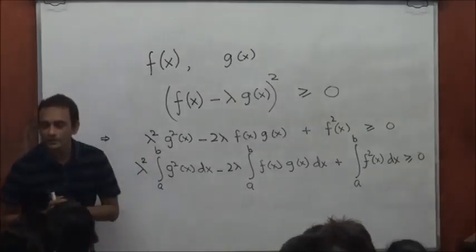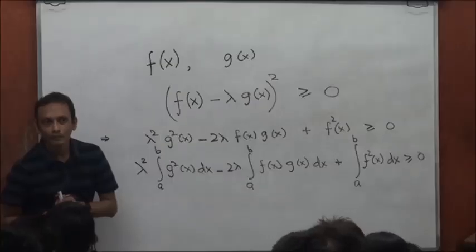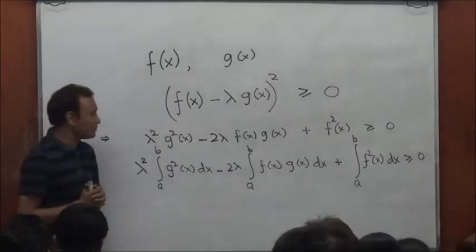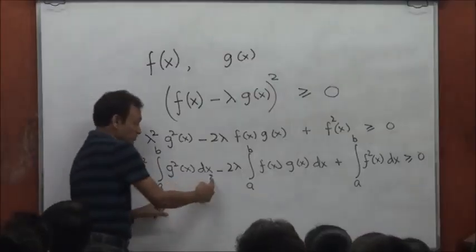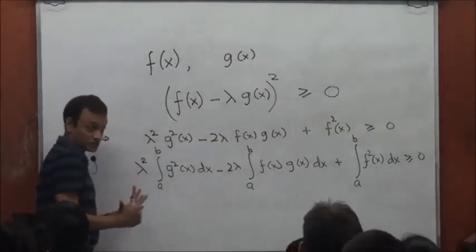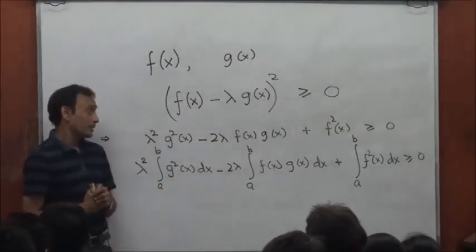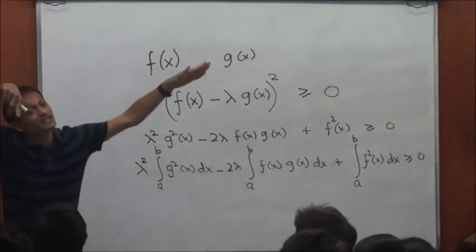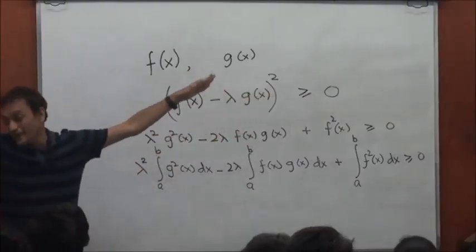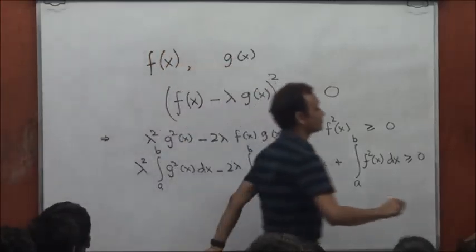This is a quadratic in lambda. This quadratic in lambda is an upward opening parabola because it will always be greater than or equal to 0. And if this is greater than or equal to 0, its discriminant must be less than or equal to 0.